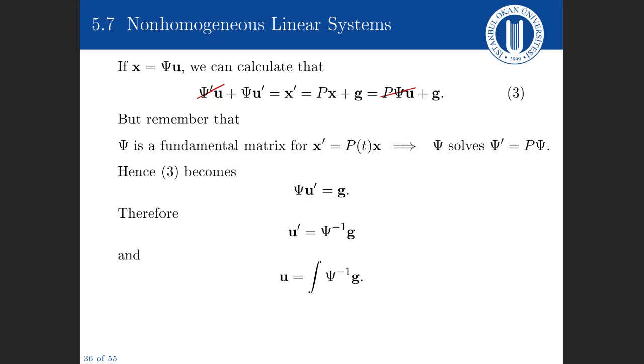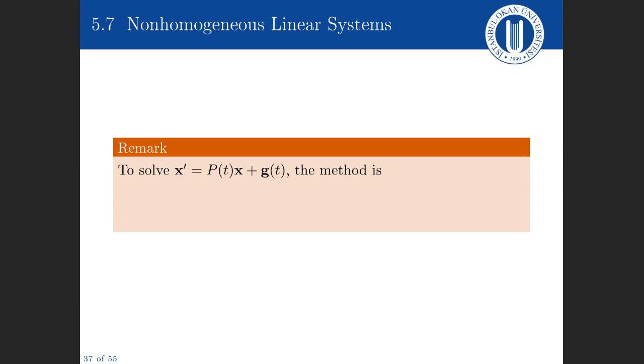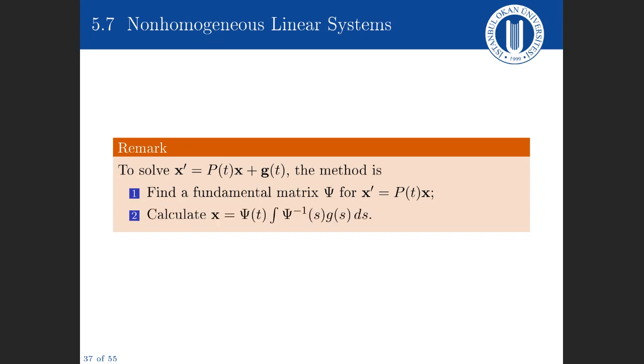Or u prime is the inverse of the fundamental matrix multiplied by g. Or u is the integral of Psi inverse g. That's the key formula. Multiply u by Psi and we get our solution. So the idea is to solve x prime is equal to P(t)x plus g using the method of variation of parameters. Step one, we need to find a fundamental matrix for the homogeneous linear system. And then we need to calculate Psi, integral of Psi inverse g.